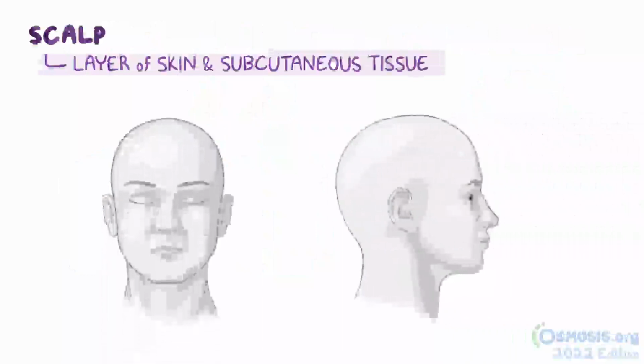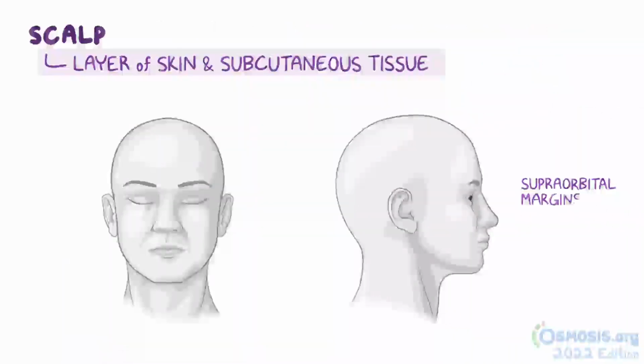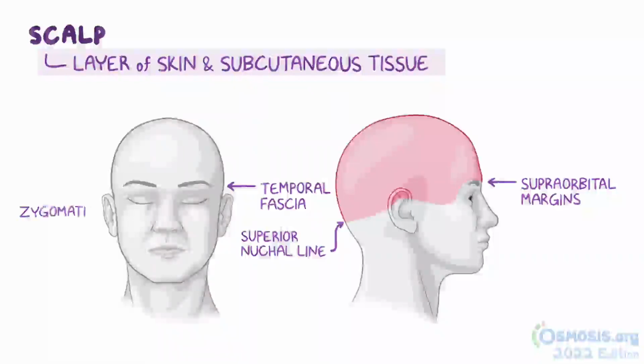First, let's start with the scalp, which is a layer of skin and subcutaneous tissue that covers the cranium. It extends from the supraorbital margins on the frontal bone to the superior nuchal line on the occipital bone. Laterally, it covers the temporal fascia and extends to the zygomatic arches on each side.